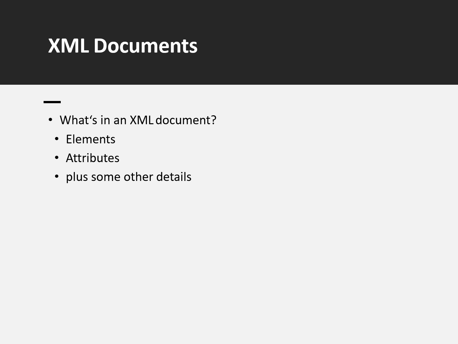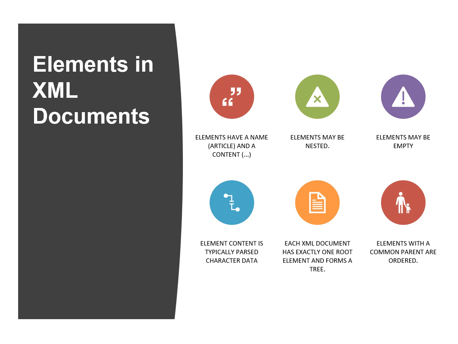What is in an XML document? In an XML document we have elements, attributes, plus some other details. Elements in XML documents: elements have a name, attributes and content. Elements may be nested. Elements may be empty. Element content is typically parsed character data. Each document has exactly one root element and forms a tree. Elements with a common parent are ordered.